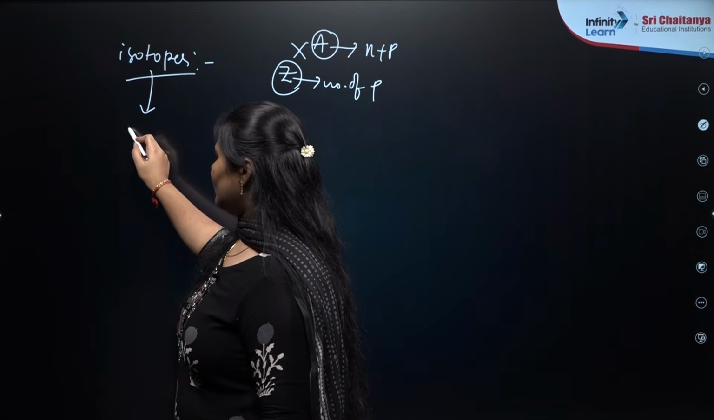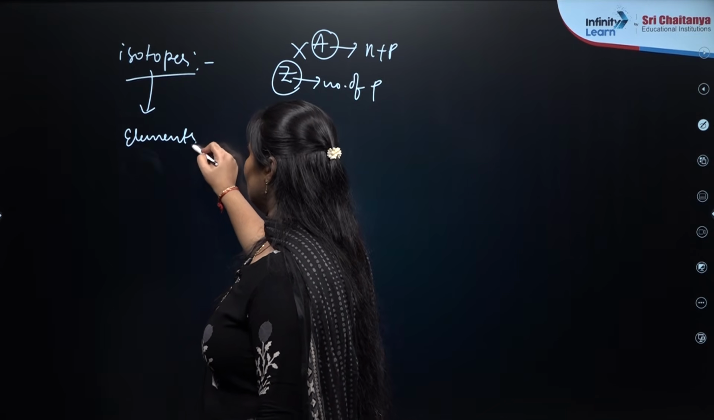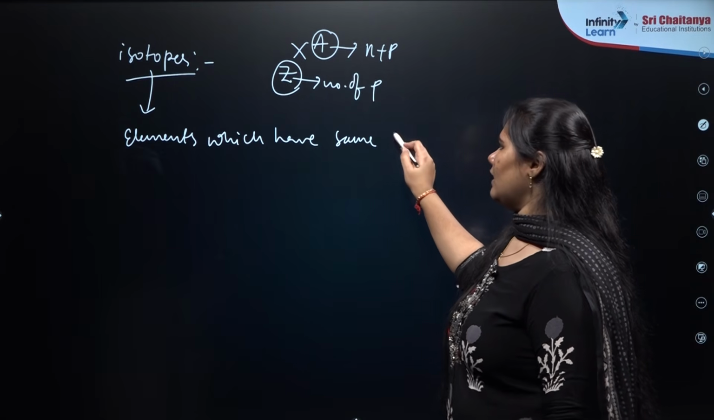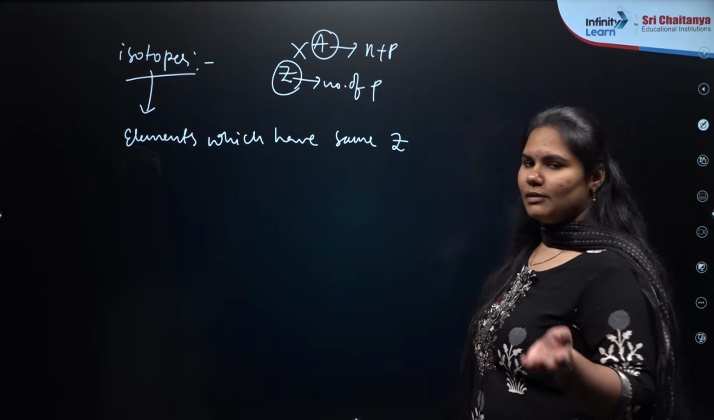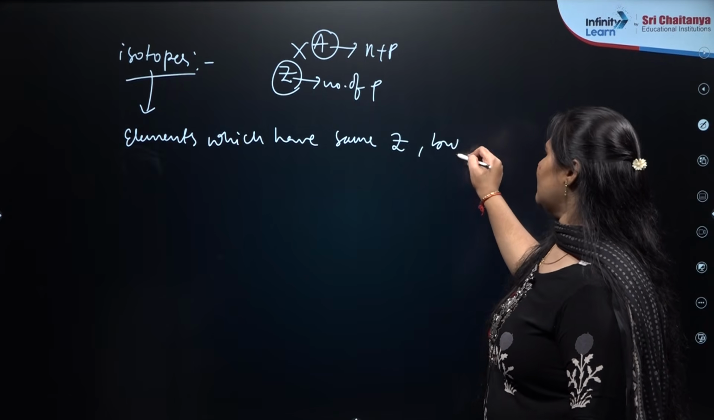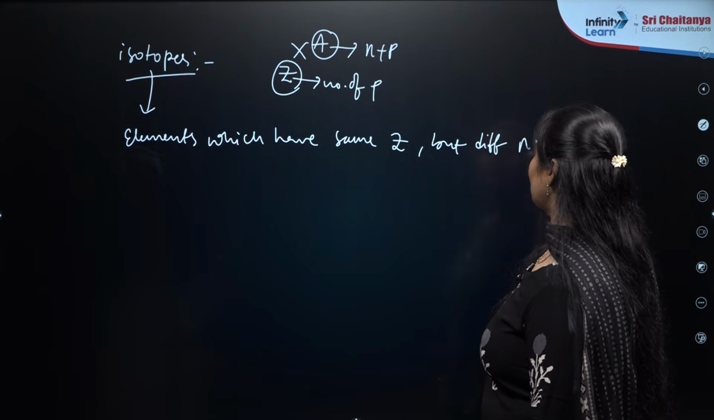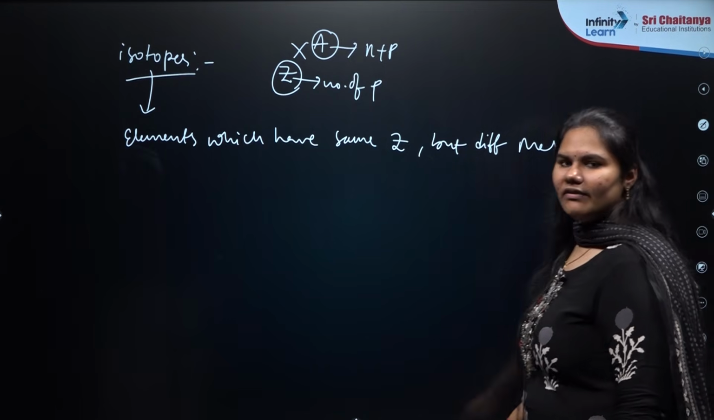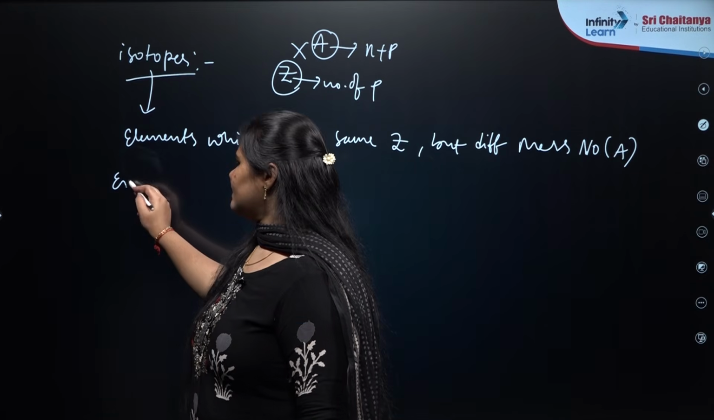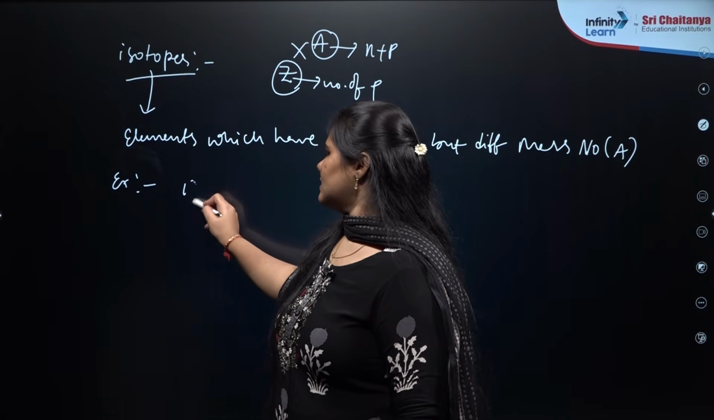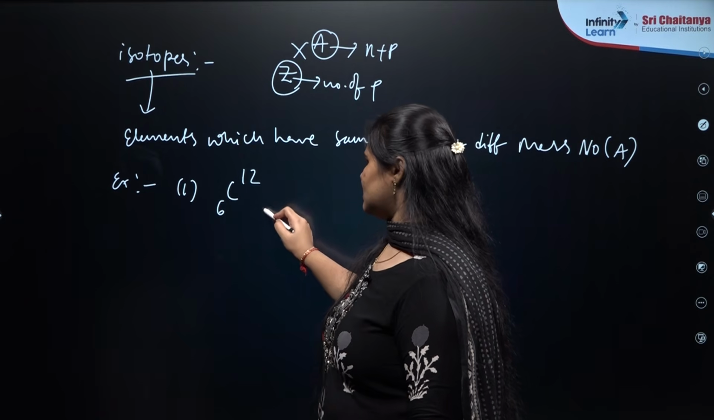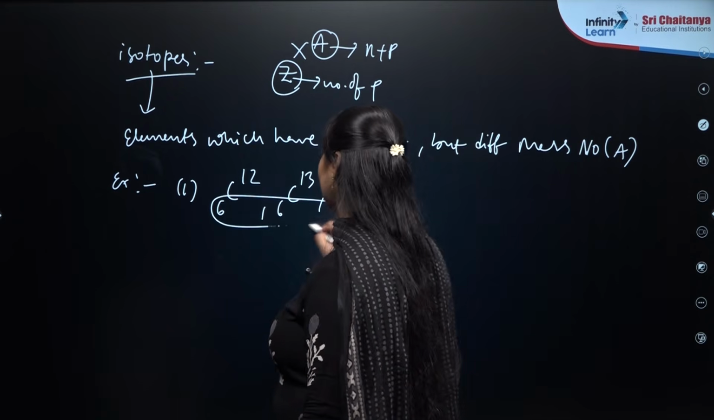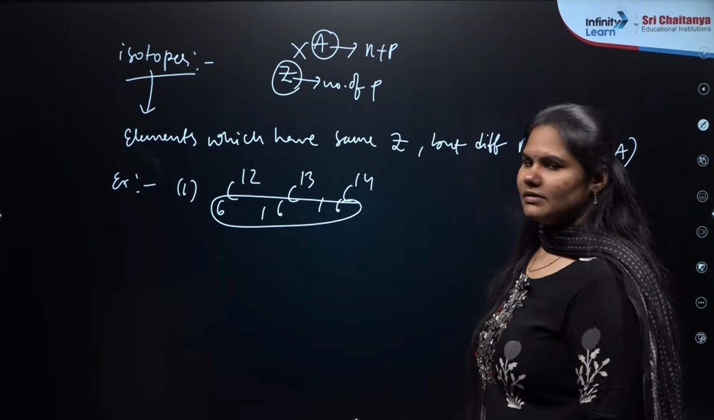So isotopes are elements which have the same atomic number, the same number of protons, but different mass number, which is a different A value. That means the same Z but different A. Let us take examples. Carbon: C-12, C-13, C-14. If you observe, everywhere the atomic numbers are the same and the mass numbers are different.